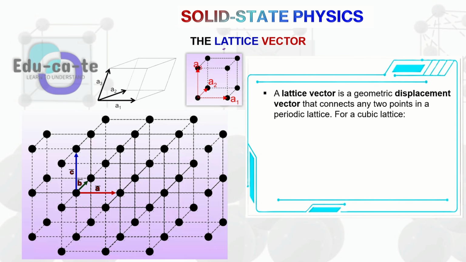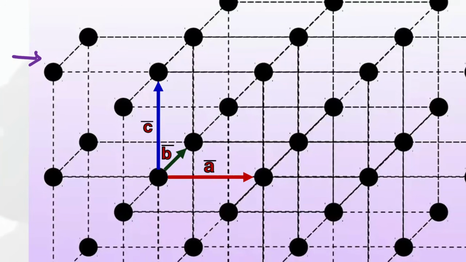We are talking about a lattice vector here. So a lattice, whenever you want to describe it, is just a geometric structure that has got a repeating pattern that we are able to trace out. For example, in this particular diagram that you are given here, this is a cubic lattice because you are able to see that this is made up of cubes.